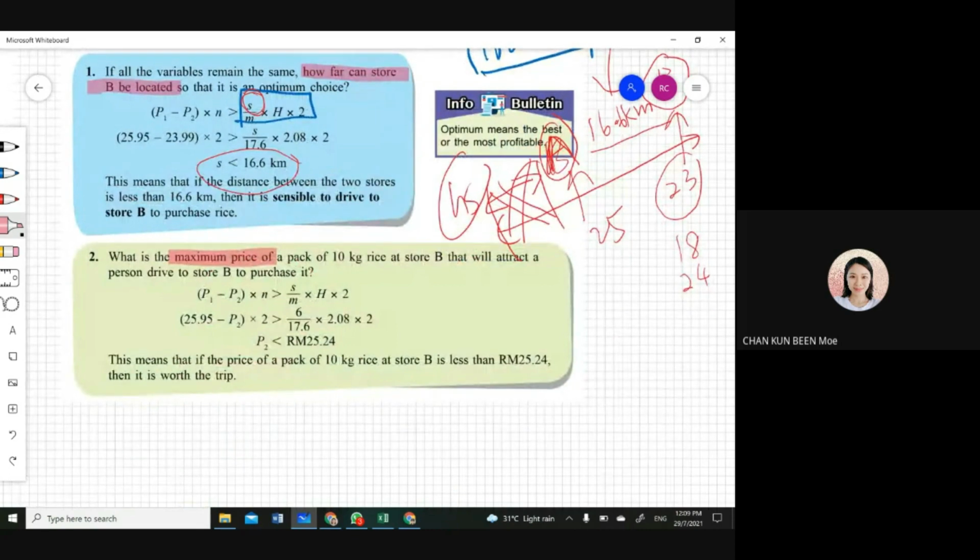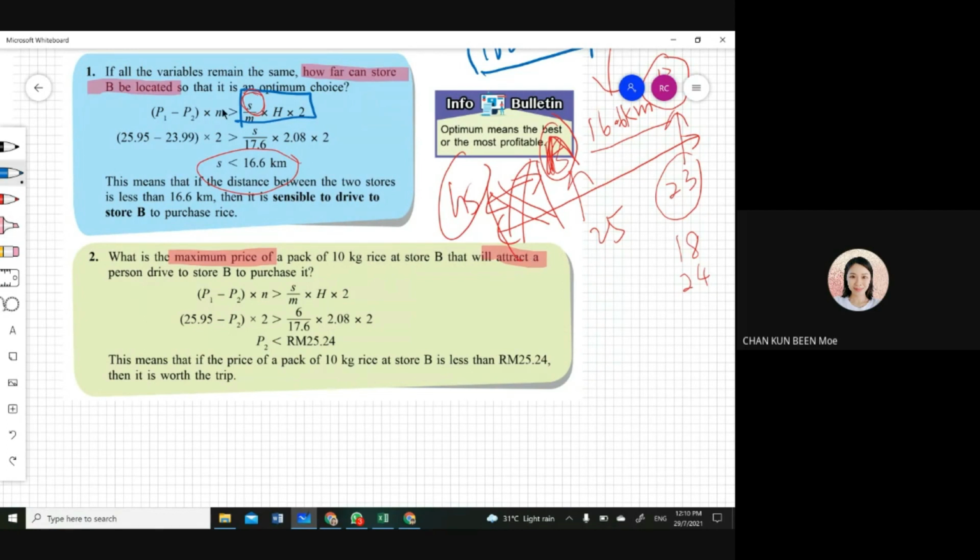I'm sure some of your parents, when there is a promotion or a discount in some other supermarket, will compare the price and then think, is it worth buying? So if the price of that good is a lot different, after you deduct the cost, for sure they are going to go further to buy the thing, right? So now we are going to determine the maximum price of a pack of 10 kg rice that will attract a person.